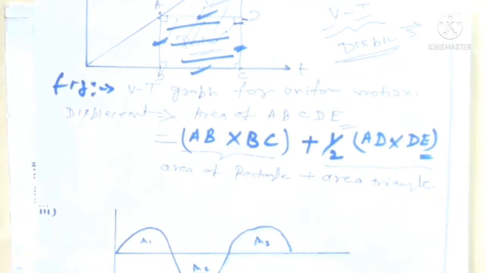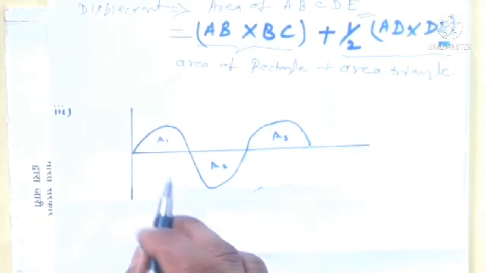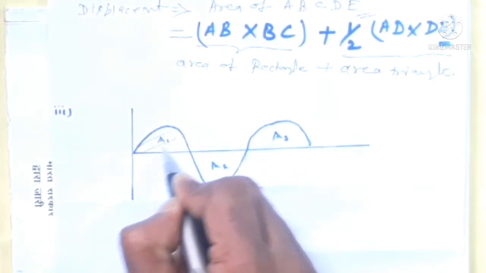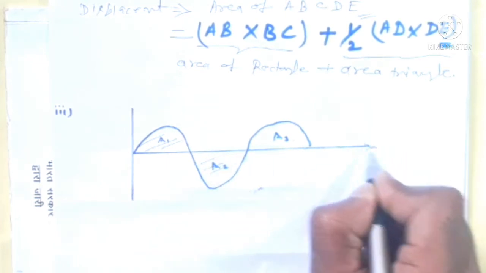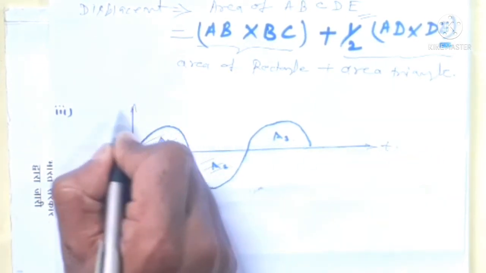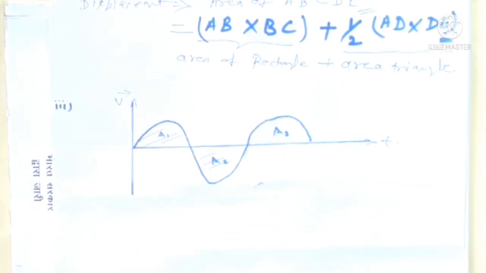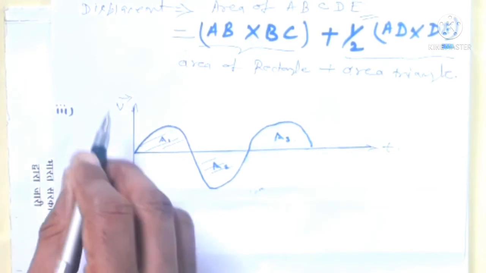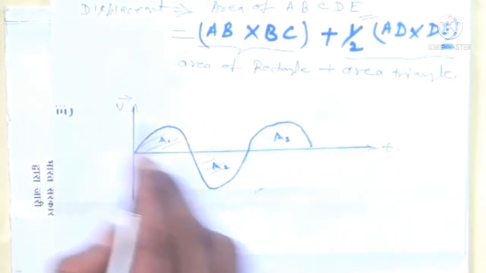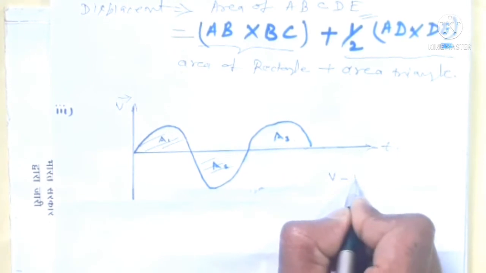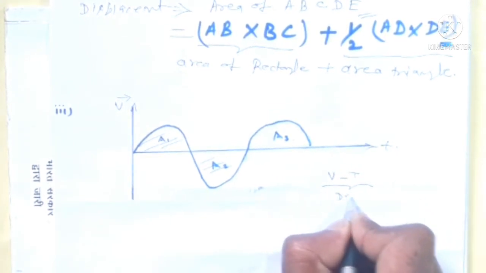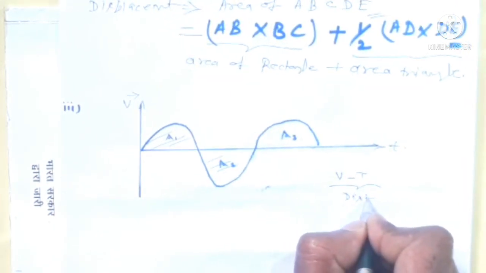If our graph is sinusoidal in nature, then we find the area. The x-axis represents time and the y-axis represents velocity. For this type of graph we find displacement. The area of a velocity time graph gives displacement.